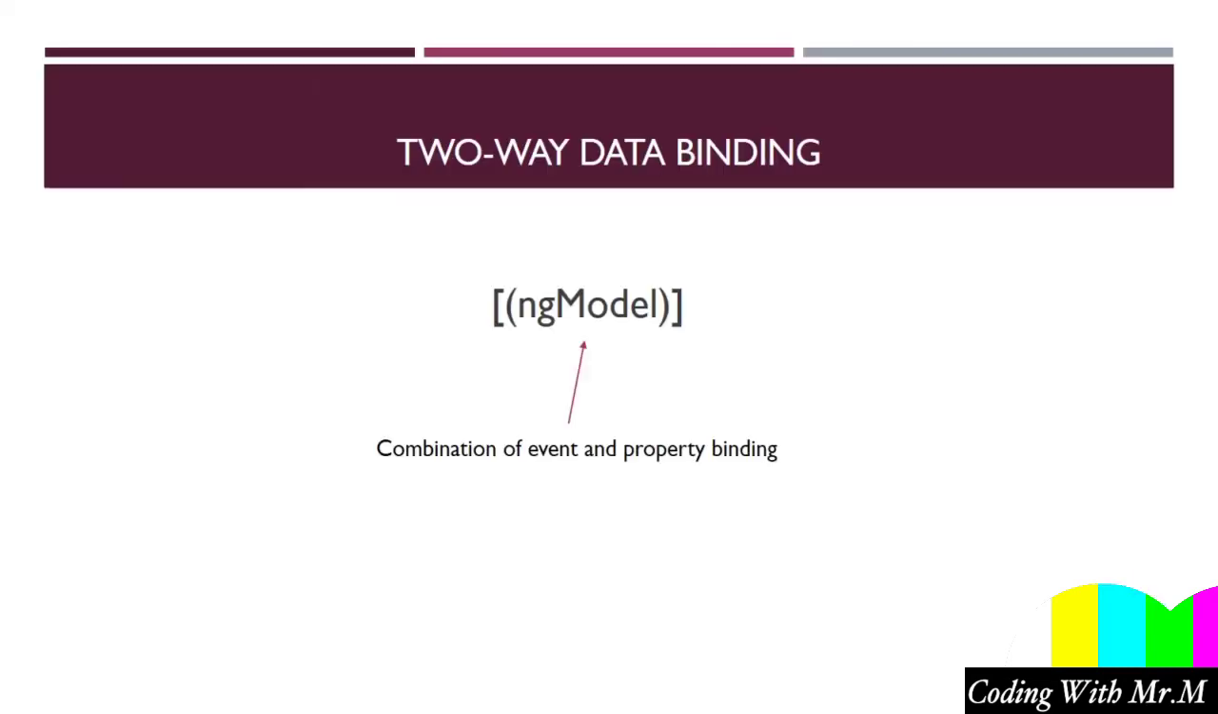The latest versions of Angular have come up with a very interesting concept to work with event binding and property binding together. You can say this is a replacement for what was called two-way data binding in the earlier versions of Angular. Whenever we want to use event and property binding together, by using their braces, that is the square brackets and the round brackets, and using this keyword ngModel inside that, we are able to perform two-way data binding in this manner.